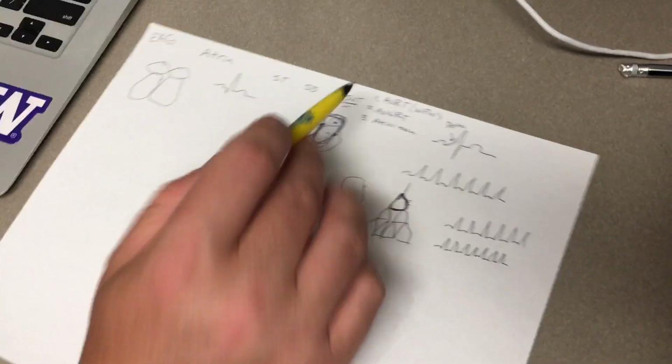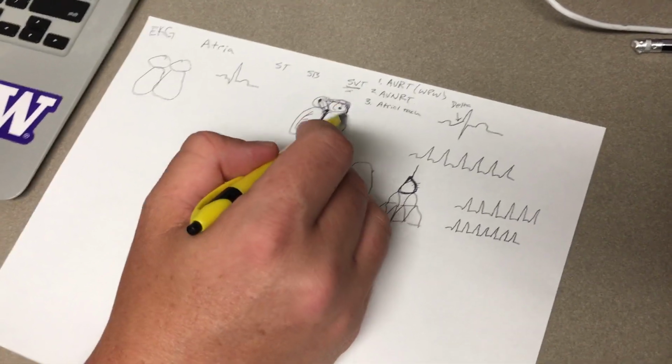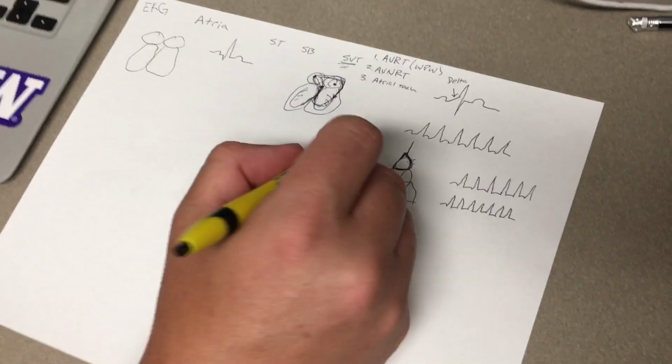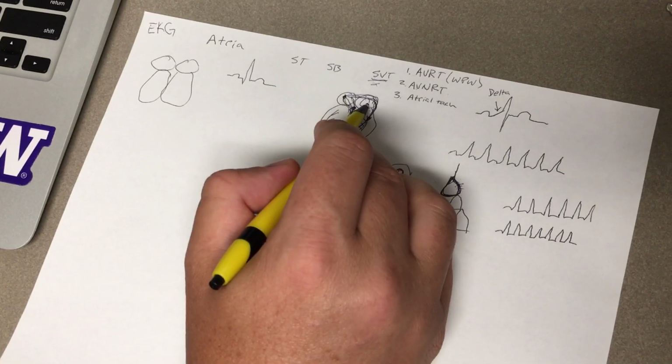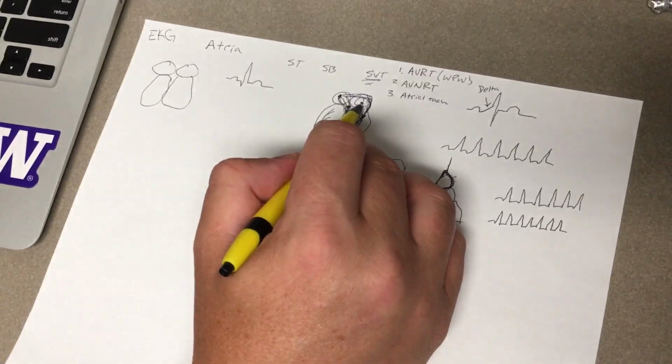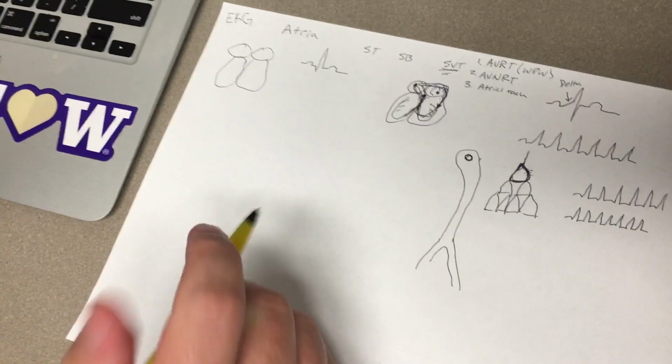So those are the three potential pathologies that create SVT: either reentry between the atria and the ventricle, reentry within the AV node itself, or a single site of ectopy within the atria that's very irritated and firing very rapidly.